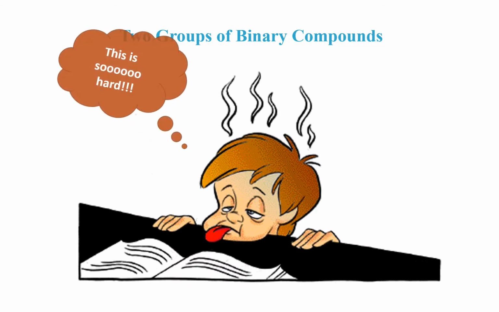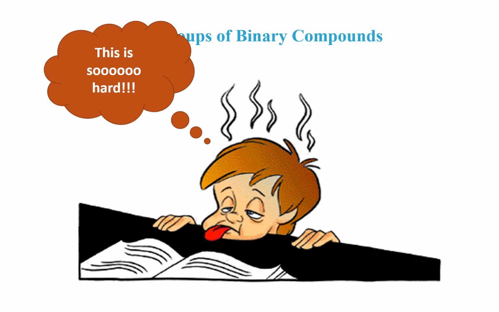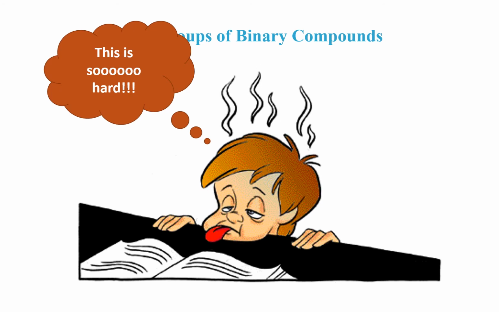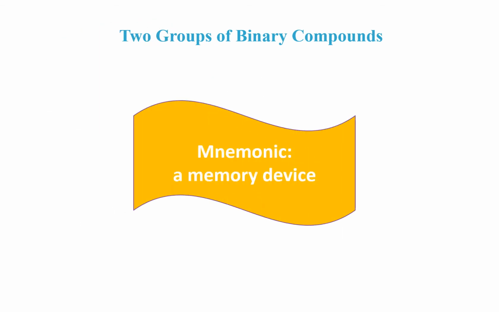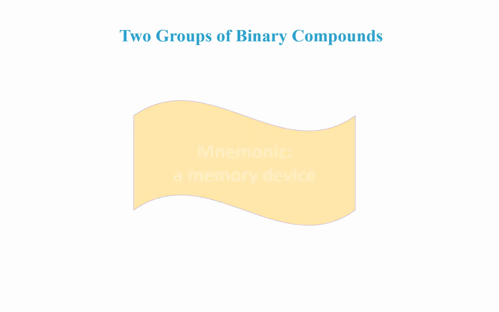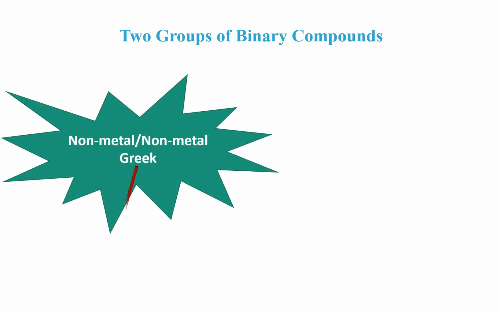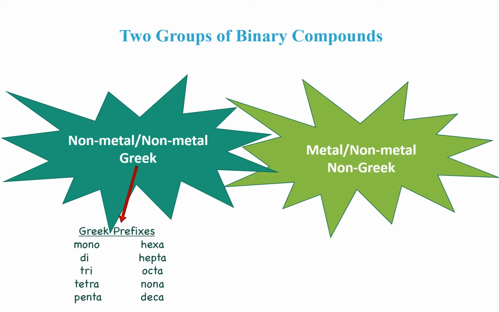Science is often considered a very difficult subject, mainly because there is so much material to memorize. But a way around that is to use mnemonics. A mnemonic is a memory device, such as a sentence or an acronym, that helps you remember something. Two mnemonic jingles will help you remember the rules for binary nomenclature: non-metal, non-metal, Greek, and metal, non-metal, non-Greek. Note the two nons in each jingle, and you've memorized the rules.